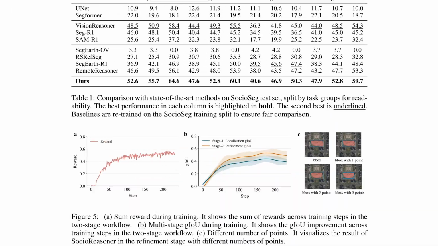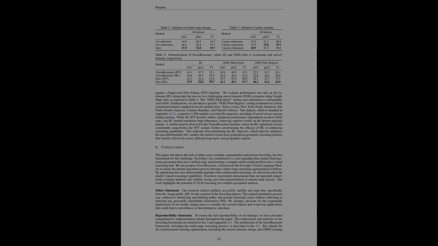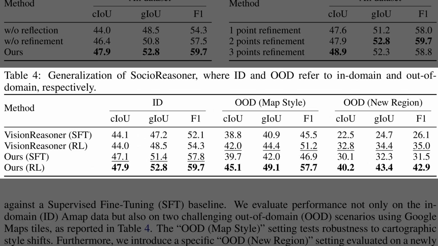So while Figure 3 showed qualitative examples, Table 1 quantifies the performance across the entire test set. The columns here split the results by hierarchy, starting with specific socio names on the left, then broader classes, and finally functional zones. We see comparison groups for standard vision models like UNet and specialized remote sensing baselines. Across the board, the proposed framework, labeled as Ours in the bottom row, consistently takes the lead. In the full dataset summary on the far right, it reaches an F1 score of nearly 60, clearly outpacing the competition.